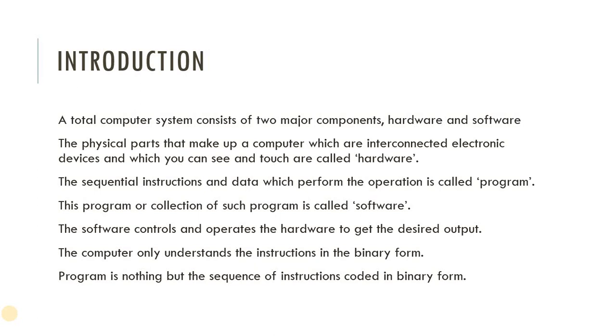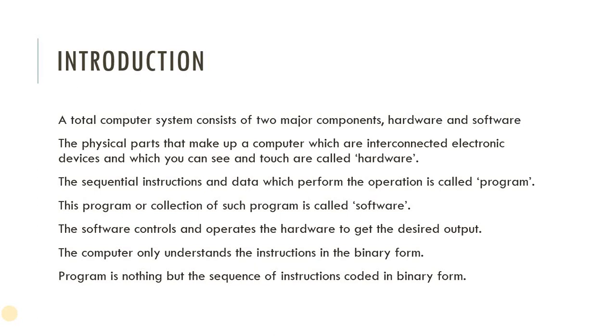So this is a simple definition: anything that we can touch or see is called the hardware. And second, the sequential instructions and data which perform the operation are called a program, and a collection of programs is called the software. We are writing programs, but to make one system we have to write multiple programs, and after combining all those programs, finally we have a software. The software controls and operates the hardware to get the desired outputs. So that is the main point.